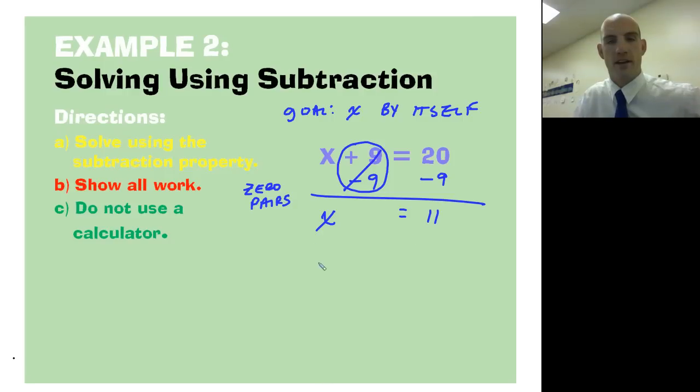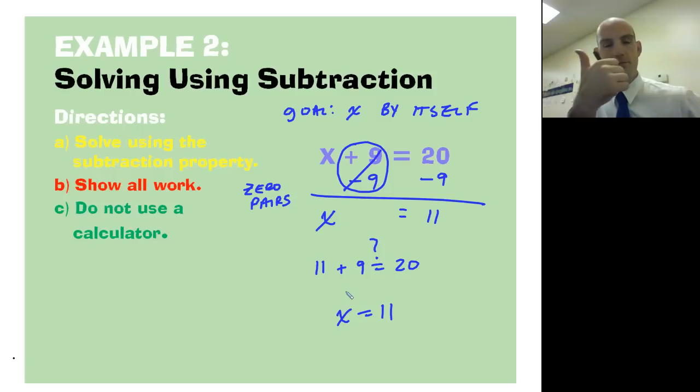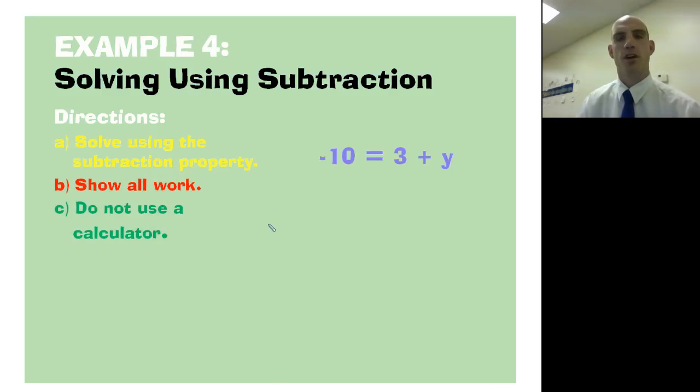I can plug it back in. Is 11 plus 9 equal to 20? Yes. So x is equal to 11. Goal is to get x by itself. We're using zero pairs right now. Next one. Try this one on your own. After the pause, I'm going to go through it so you can see it.